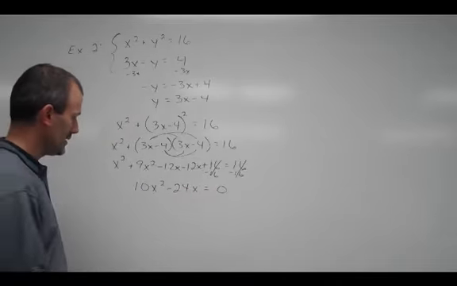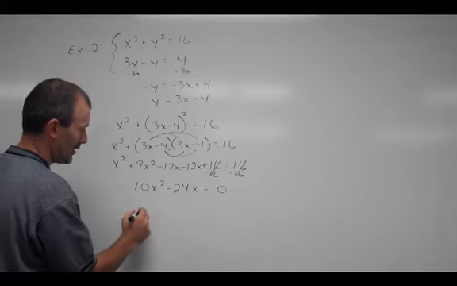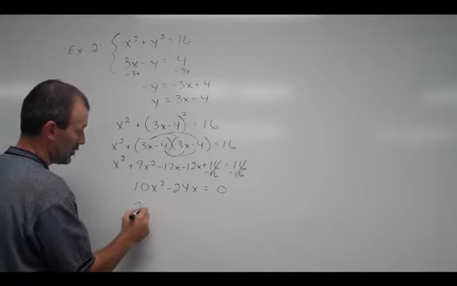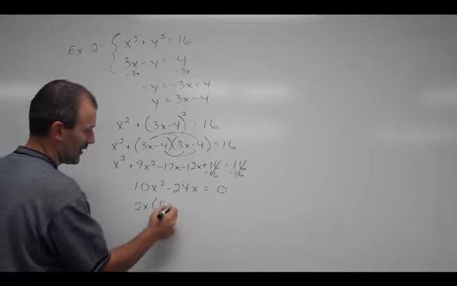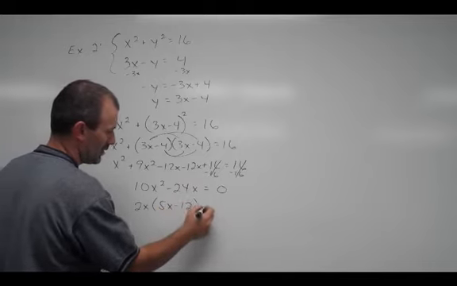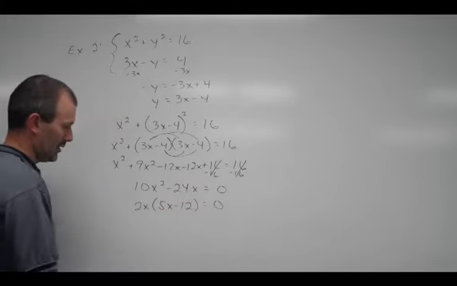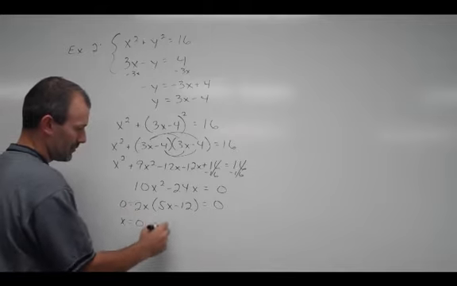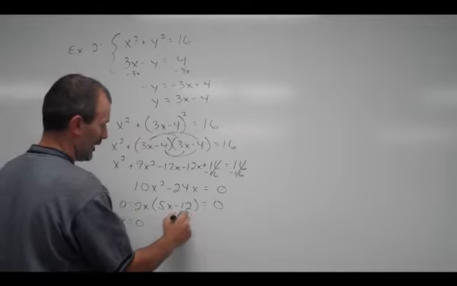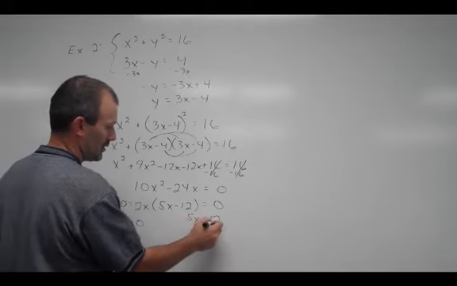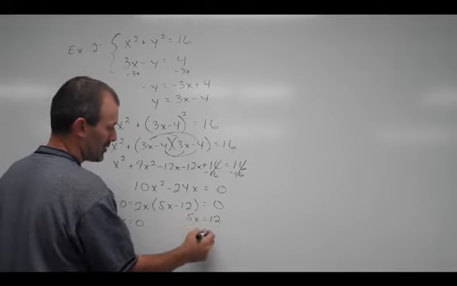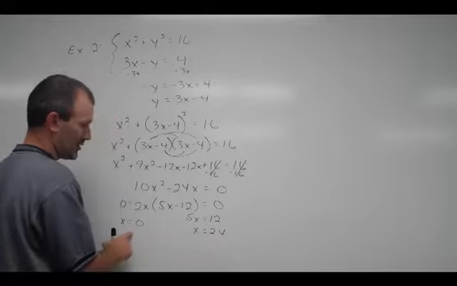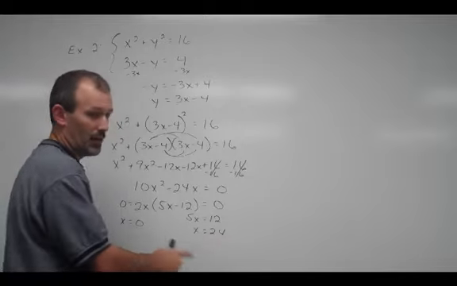We can factor this. We can factor an x out of both of these, and actually a 2x, and that leaves 5x minus 12 equals 0. So we set each of those equal to 0. For this one, x equals 0. For this one, we add 12, and then we divide by 5, so we get 2.4. So the two x values that work are 0 and 2.4.